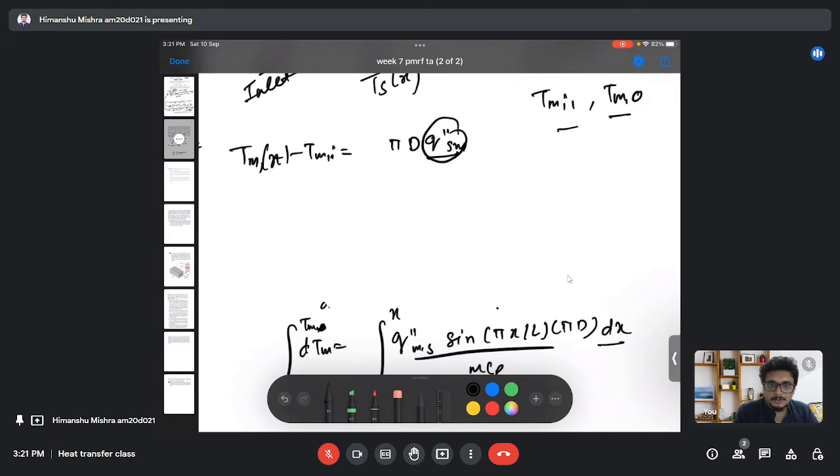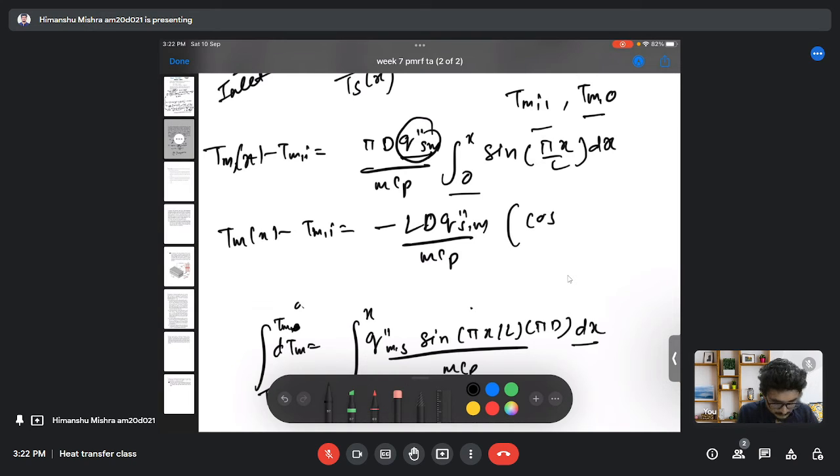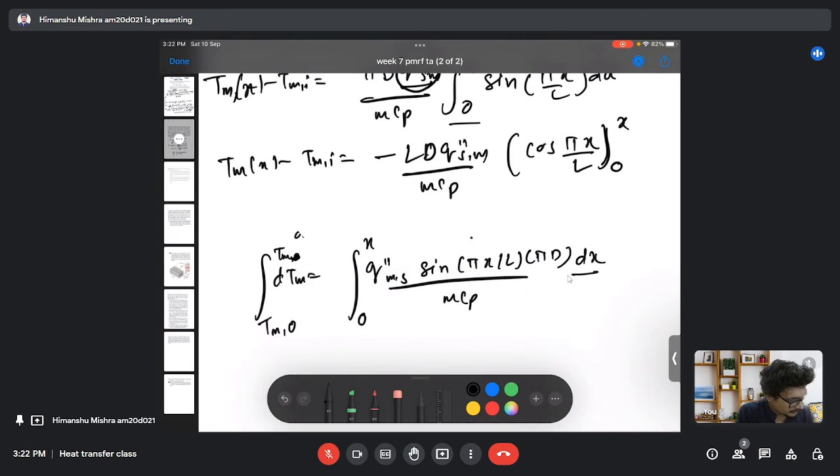On integrating, I will get, here this variable q double dash s,m is a constant, so I can take this out of my integral expression. The only quantity inside is sin(pi x by L), and I need to integrate this over a range of 0 to x. After integration, it becomes cos(pi x by L), with the limits x to 0.